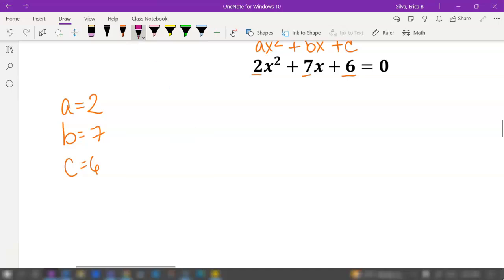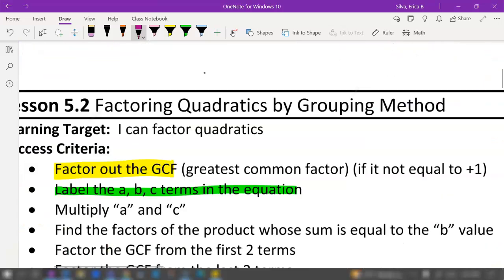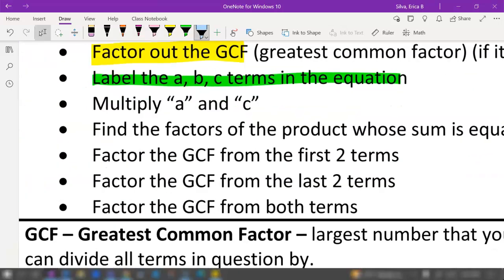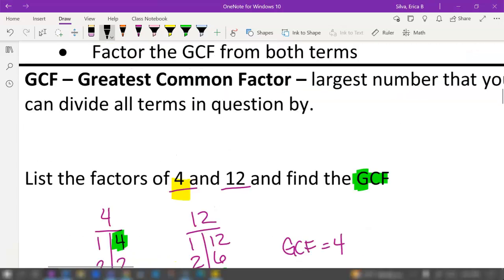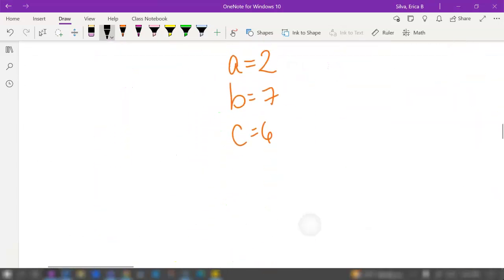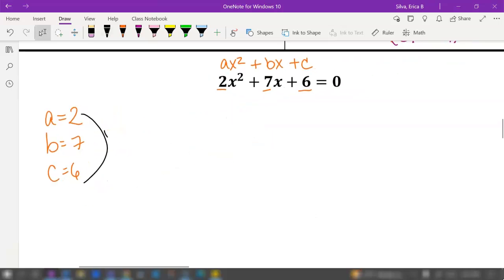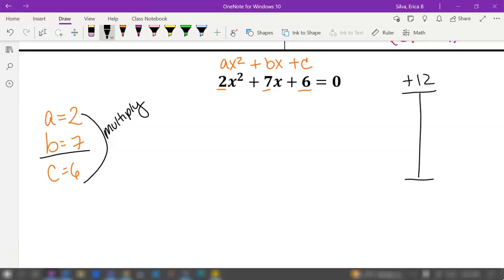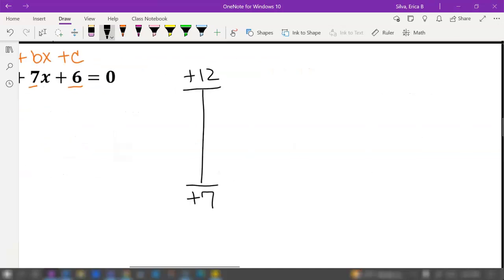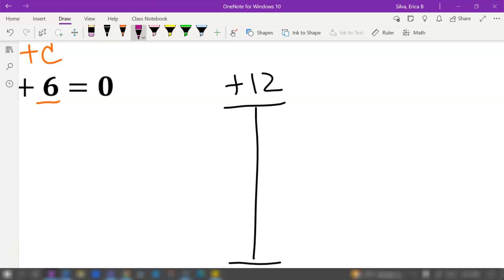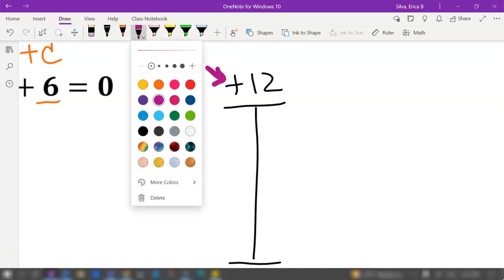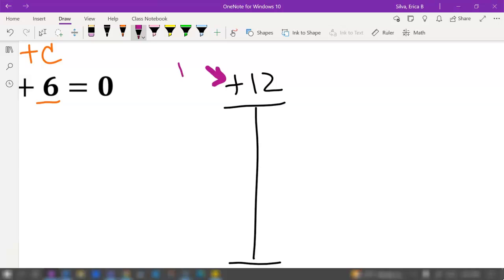So now the next step is we're going to multiply our a times our c. So we're going to multiply these two, and we get positive 12, put our I, and then B for bottom, that number is going to be at the bottom. So if we look at this number, this sign is very important because this sign tells us what we're going to do to our factors. So because it's a plus sign, we're going to add our factors.